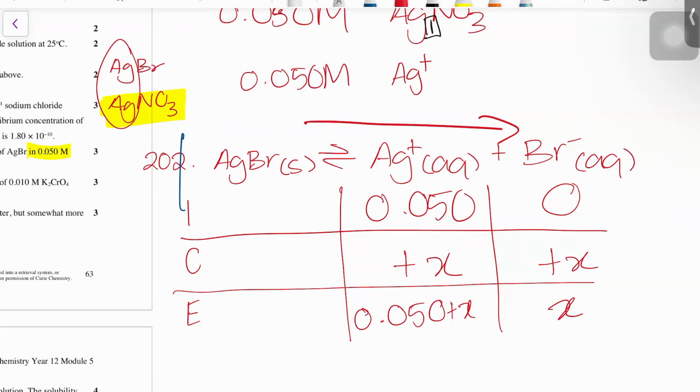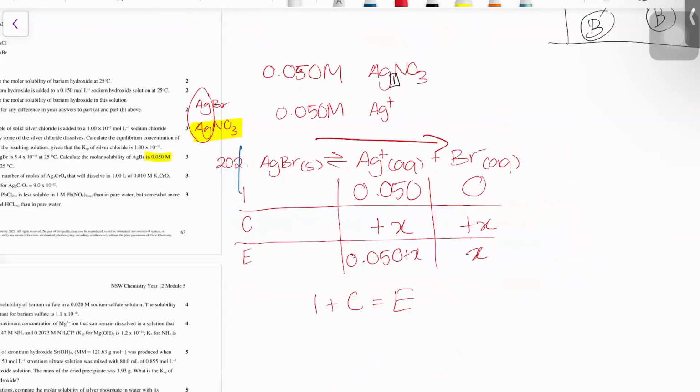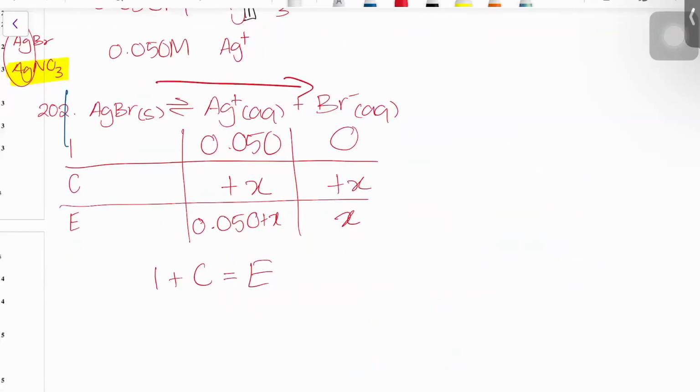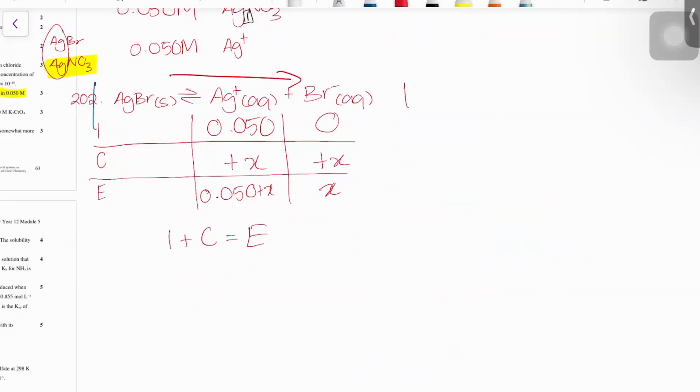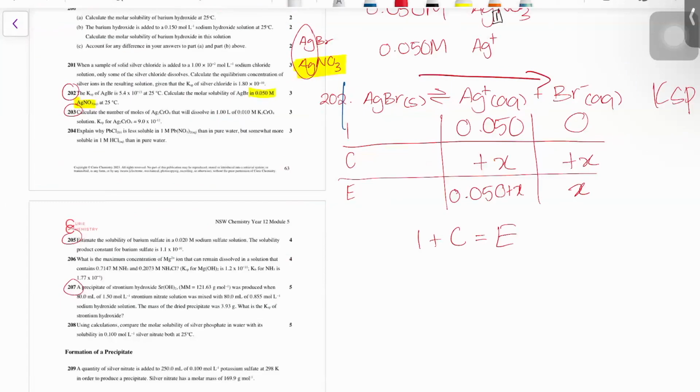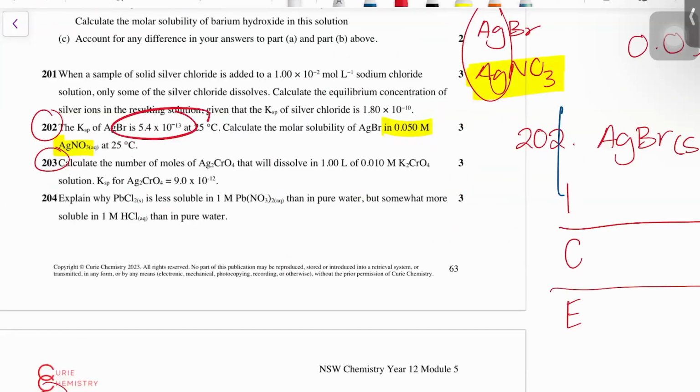The only thing I've changed is the number out the front, so that changes this number, but the general procedure is the same. I add I plus C to get my E. My steps stay the same. I'm still solving for x, which means I still need my equation. So my equation is still Ksp equal to [Ag+][Br-], and now I've just subbed the numbers in. The Ksp they've given me is 5.4 times 10 to the minus 13.